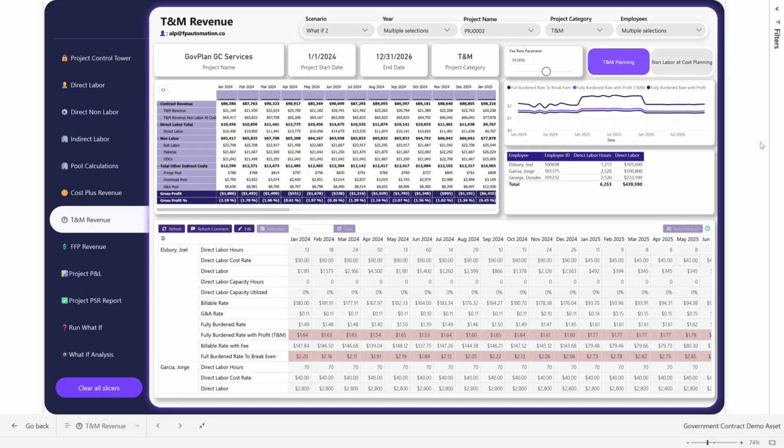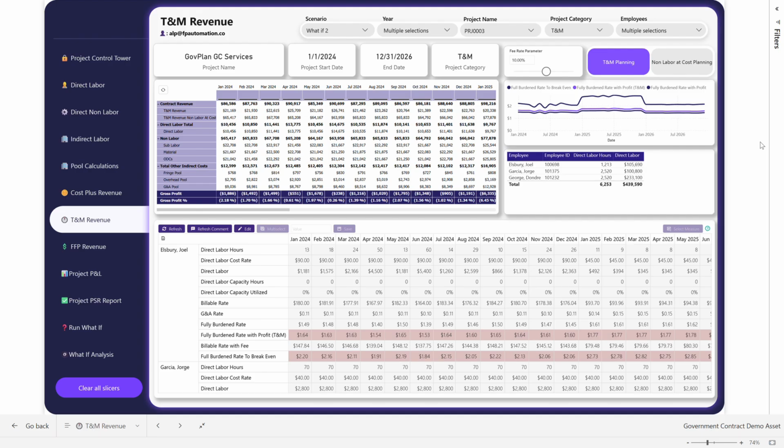Welcome back to our series on government contract planning within Microsoft Fabric powered by Acterys. Before I get into today's video on time and materials planning within Fabric powered by Acterys, I'd like to quickly recap our previous video where we covered cost plus revenue. We talked all about cost plus revenue being a fee applied on top of the fully burdened rate that is calculated by factoring in all indirect costs to projects and allocating them accordingly.